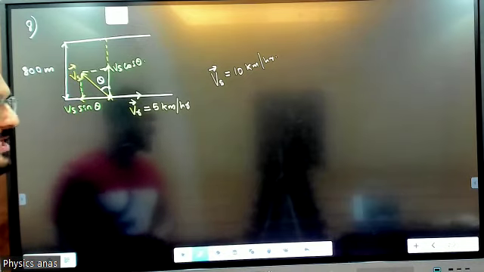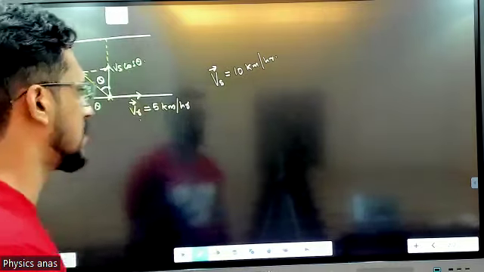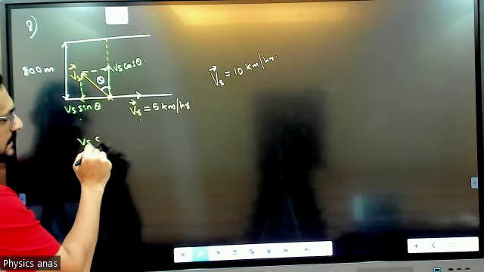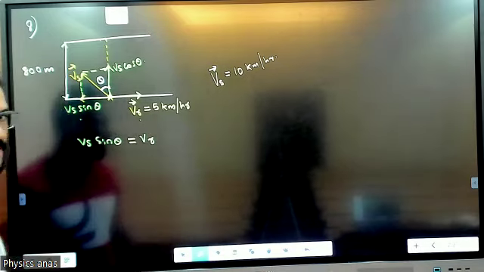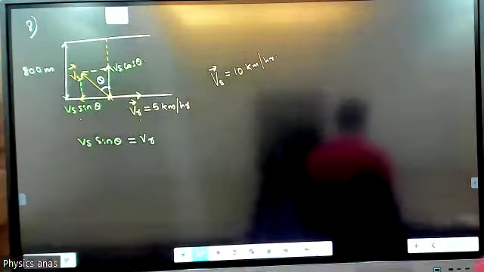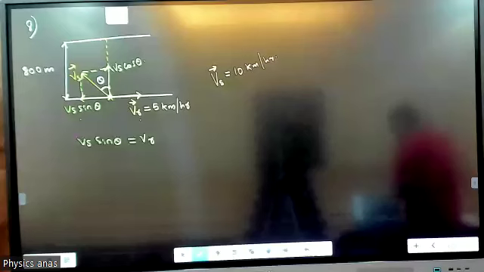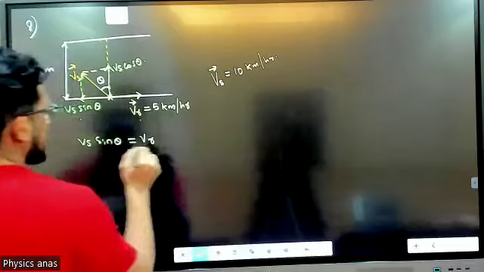So you can equate them, because they are in opposite directions. And what is Vs sin theta now? Vs sin theta is now equal to Vr. Did you understand that? You got it? Did you understand up to this point? Yes, sir. Okay.